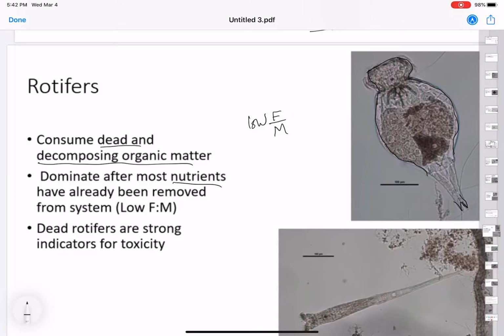Okay? So dead rotifers are a strong indicator that there are some toxic chemicals entering the system. So if you see dead rotifers not functioning very well, it means that there is some toxicity in the system.